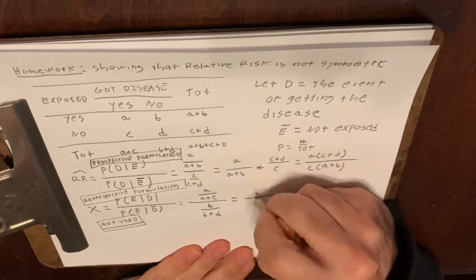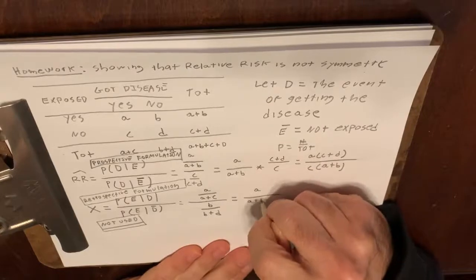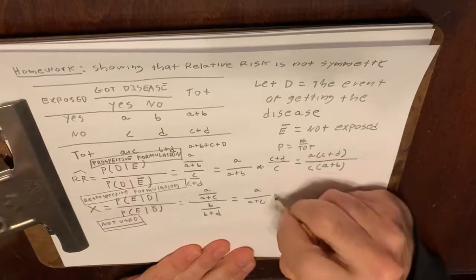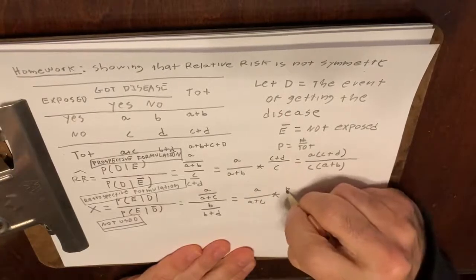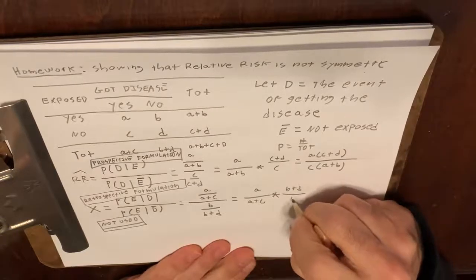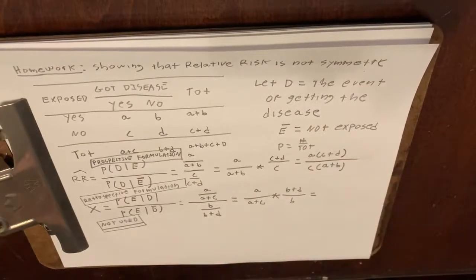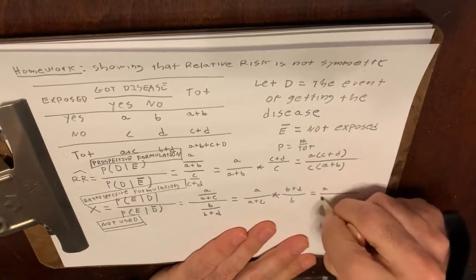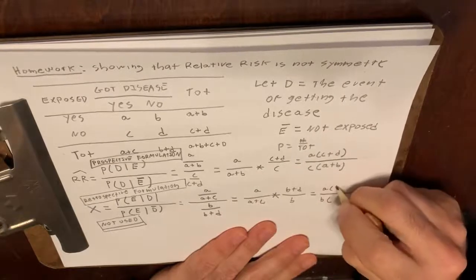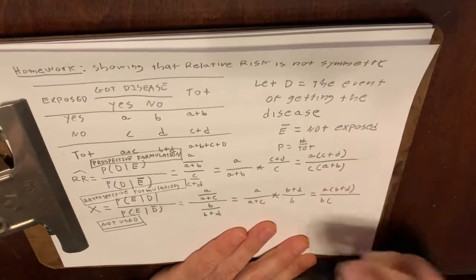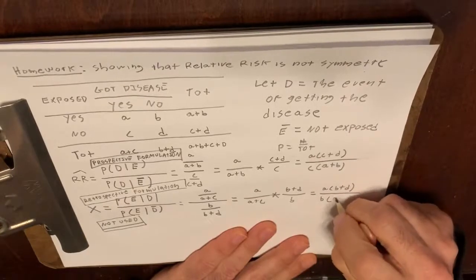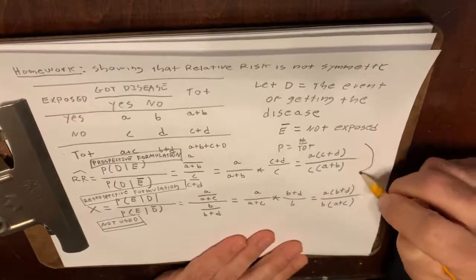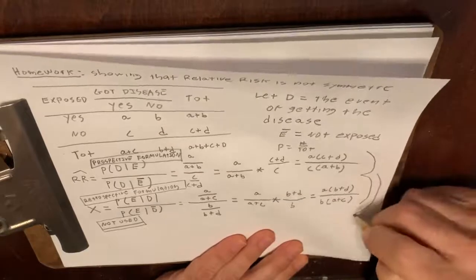Welcome back. Okay, so let's do this. So we have A over A plus C times B plus D over B, right? And this gives us A over B times B plus D over A plus C. And I want you to see that these are not equal.